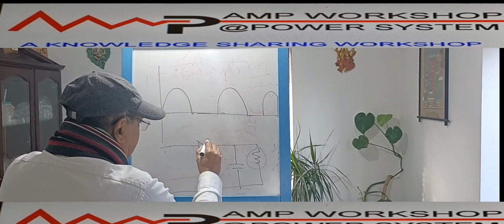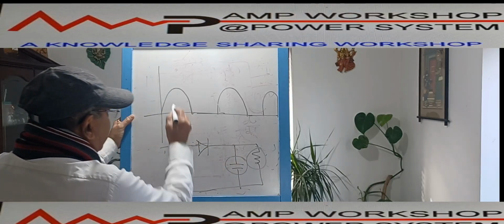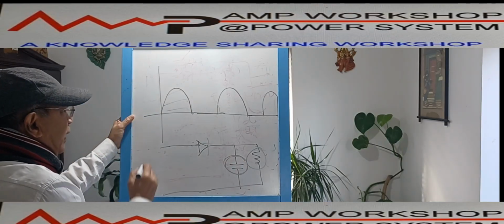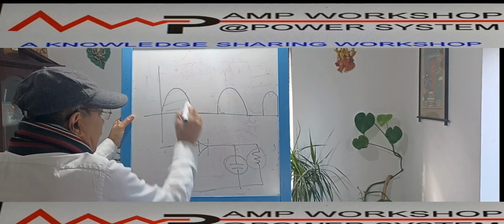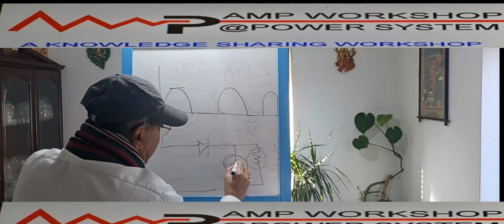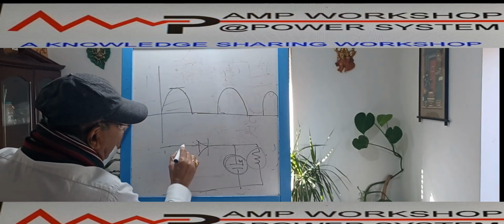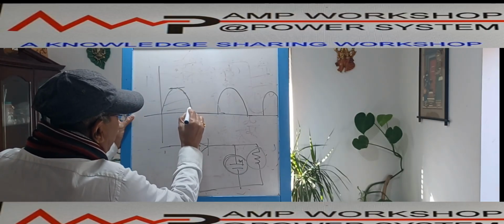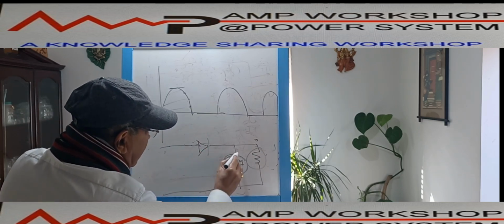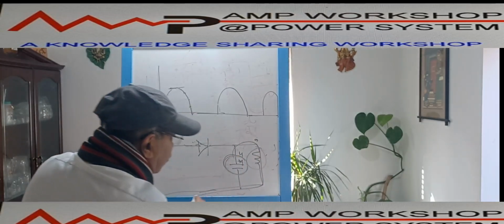So what is happening when it is conducting? This capacitor gets charged, meaning in the positive half cycle the capacitor is getting charged. At what voltage will it be charged? It will be charged to the peak voltage, say 4 volt. Then after that, the input voltage is dropping: 3 volt, 2 volt, 1 volt, 0 volt. When it is 3 volt, here is 3 volt and here is 4 volt. So this 4 volt will be discharging through the resistor.